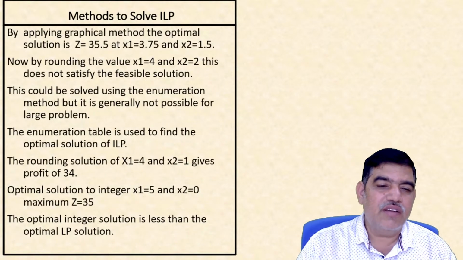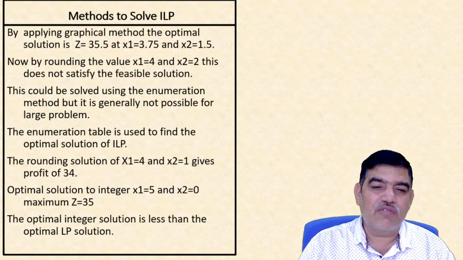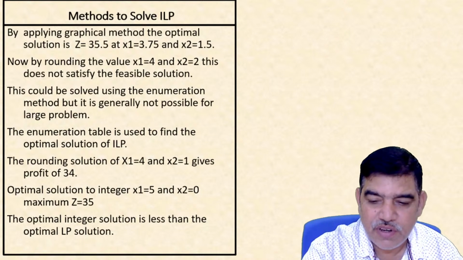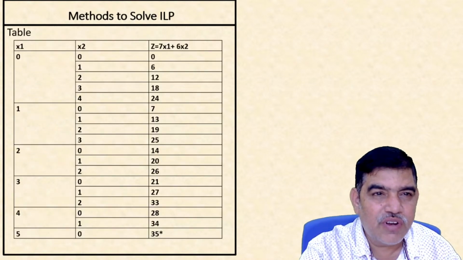Going back to the previous slide, I am mentioning the rounding solution of x1 equal to 4 and x2 equal to 1. It gives the profit of 34. That is mentioned: when x1 equal to 4 and x2 equal to 1, it becomes 34.